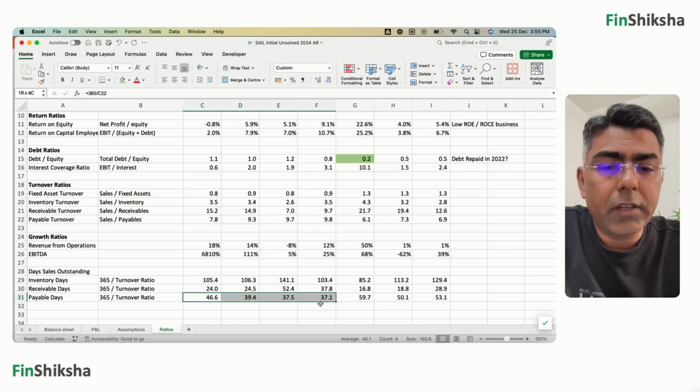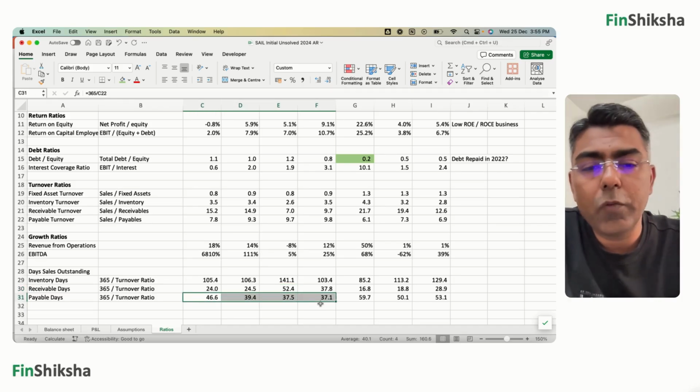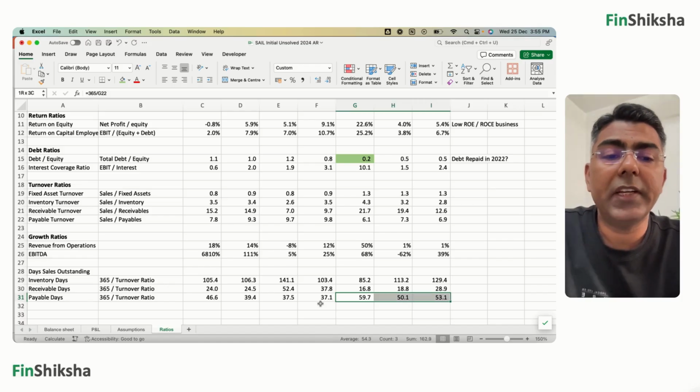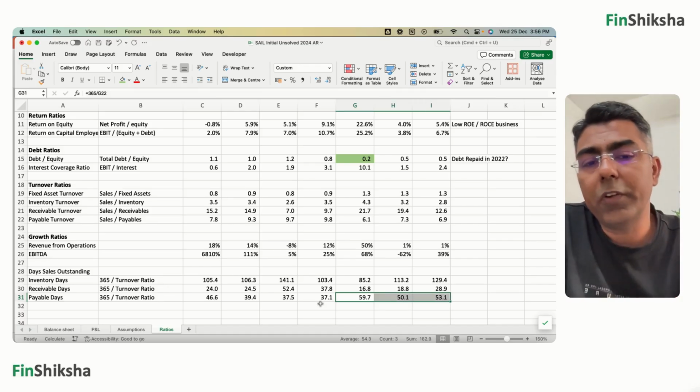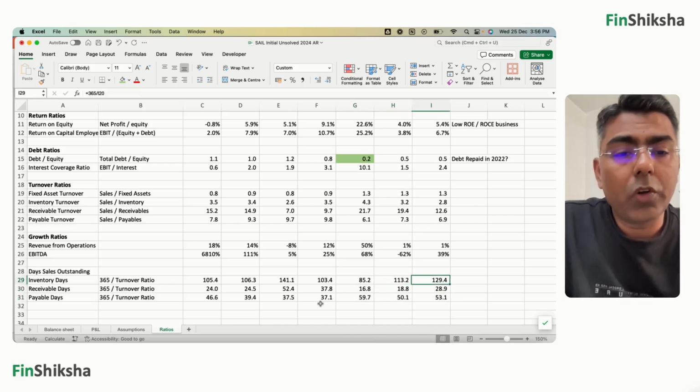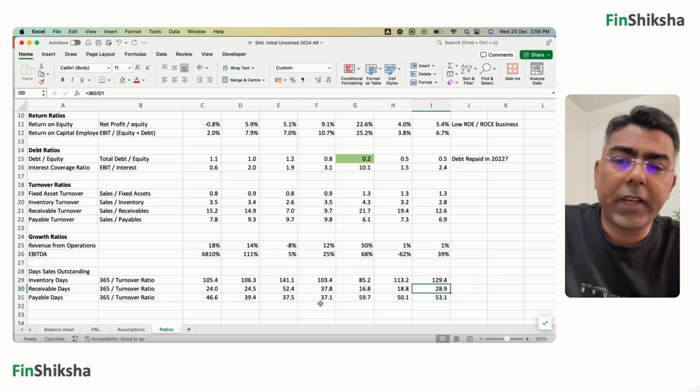Payable days have been historically about 35 to 40, but of late they have spiked, they've increased to 50. So it seems Steel Authority is delaying payments to some of its suppliers. Also, the receivable cycle has gone up.